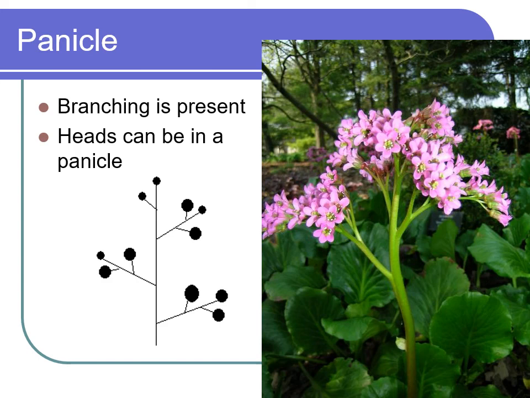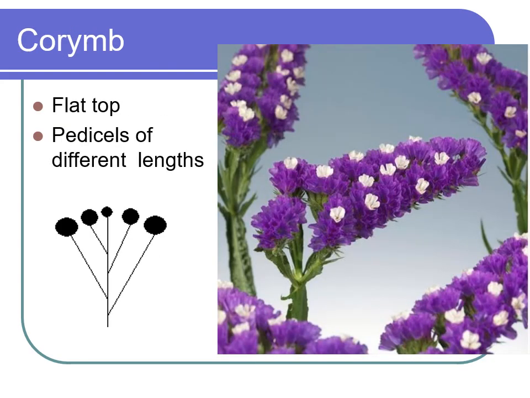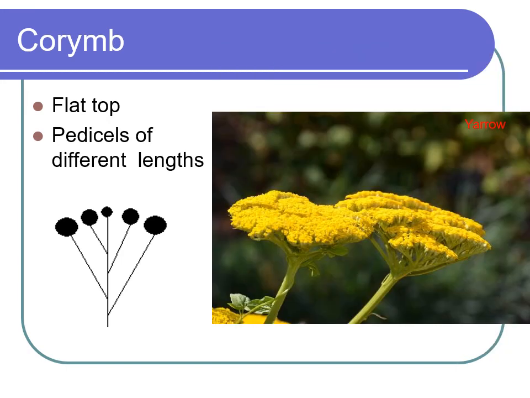Then there's panicle, where there's a lot of branching happening off the stem. So this Bergenia is showing lots of branching coming off into groups and clusters of flowers. So it's an inflorescence, but because it's got this sort of branching, we call it a panicle. Corymb, where there's a central stem and then decreasing length pedicels. This is a statice. Pretty cool look. Then there's yarrow, again, similar, decreasing lengths on a central stem.